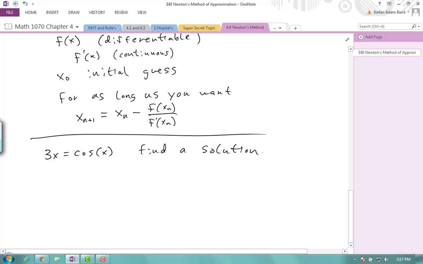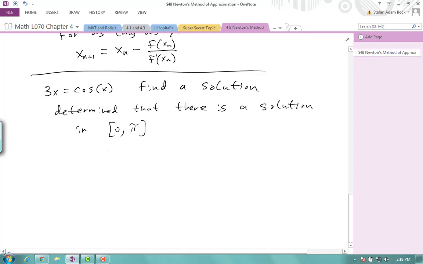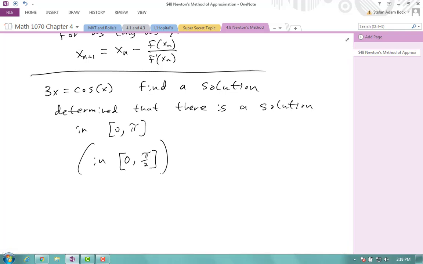Now in that video, what we did was we used the intermediate value theorem, and we determined that there was a solution in [0, pi]. And in fact, if we tried a little bit harder, we would have found it in [0, pi over 2]. But the question here is, what is the actual value going to be? So we could try to use Newton's method of approximation on this problem.